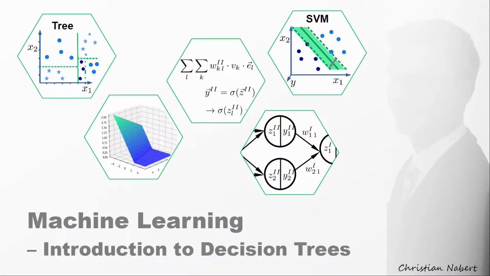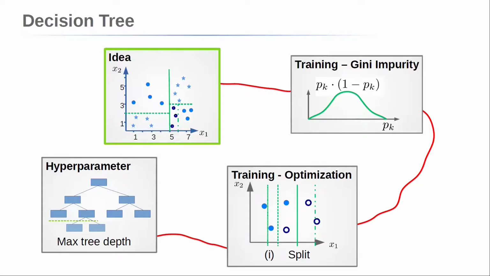In this lecture, we will consider decision trees step by step. First, in this section, the idea behind decision trees is introduced. The decision tree model and its application to classification tasks is presented. After that, we will learn how decision trees are fitted to data using the so-called Gini impurity measure. This impurity measure is applied in an optimization to find the best decision tree for a given training dataset. Finally, we will take a look at different hyperparameters of the decision tree algorithm.